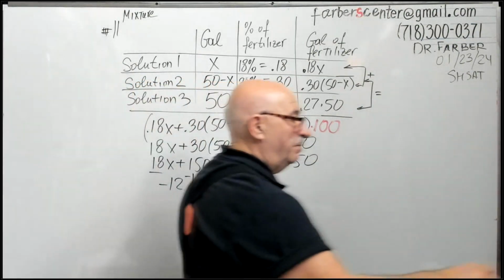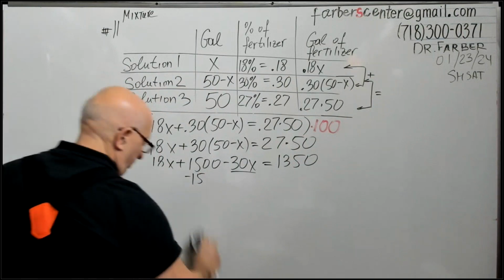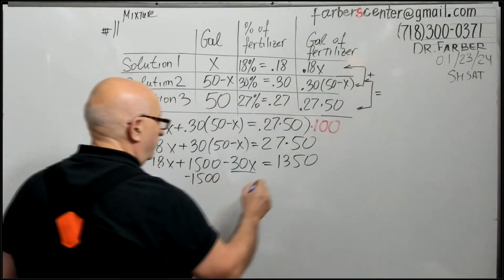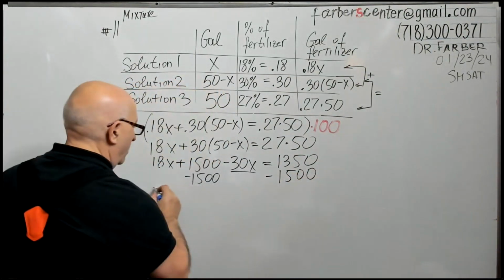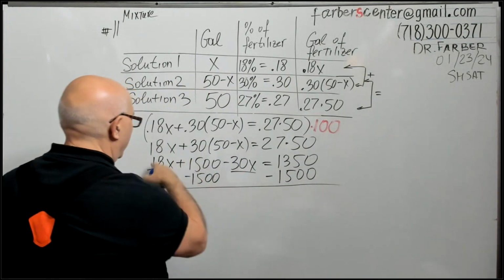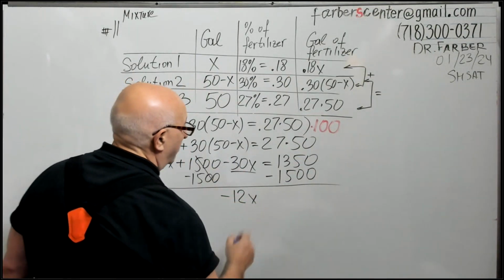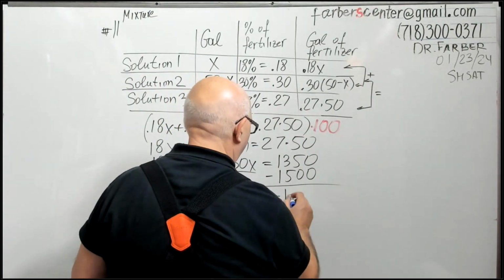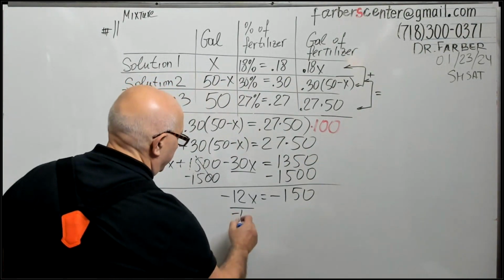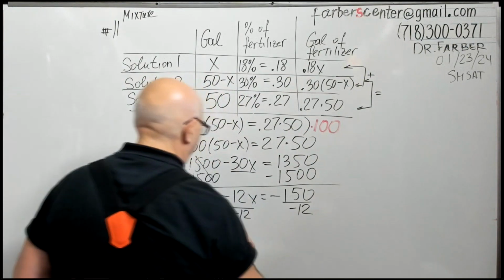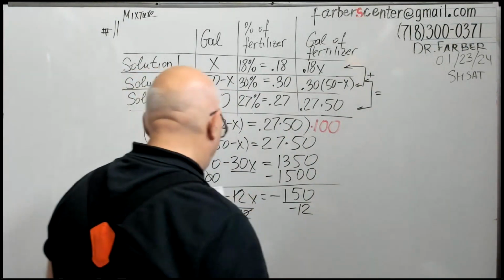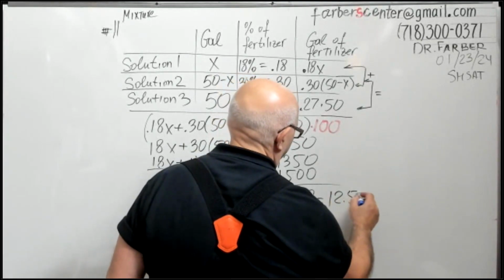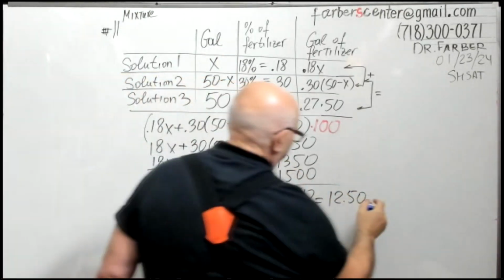Let me erase a little bit here to save space and time. Okay, minus 1500 and minus 1500. Negative 12x equals what? Negative 150. Divide by negative 12 both parts. Cancel out. And after division, I'll get 12.5 gallons. And this was the question.